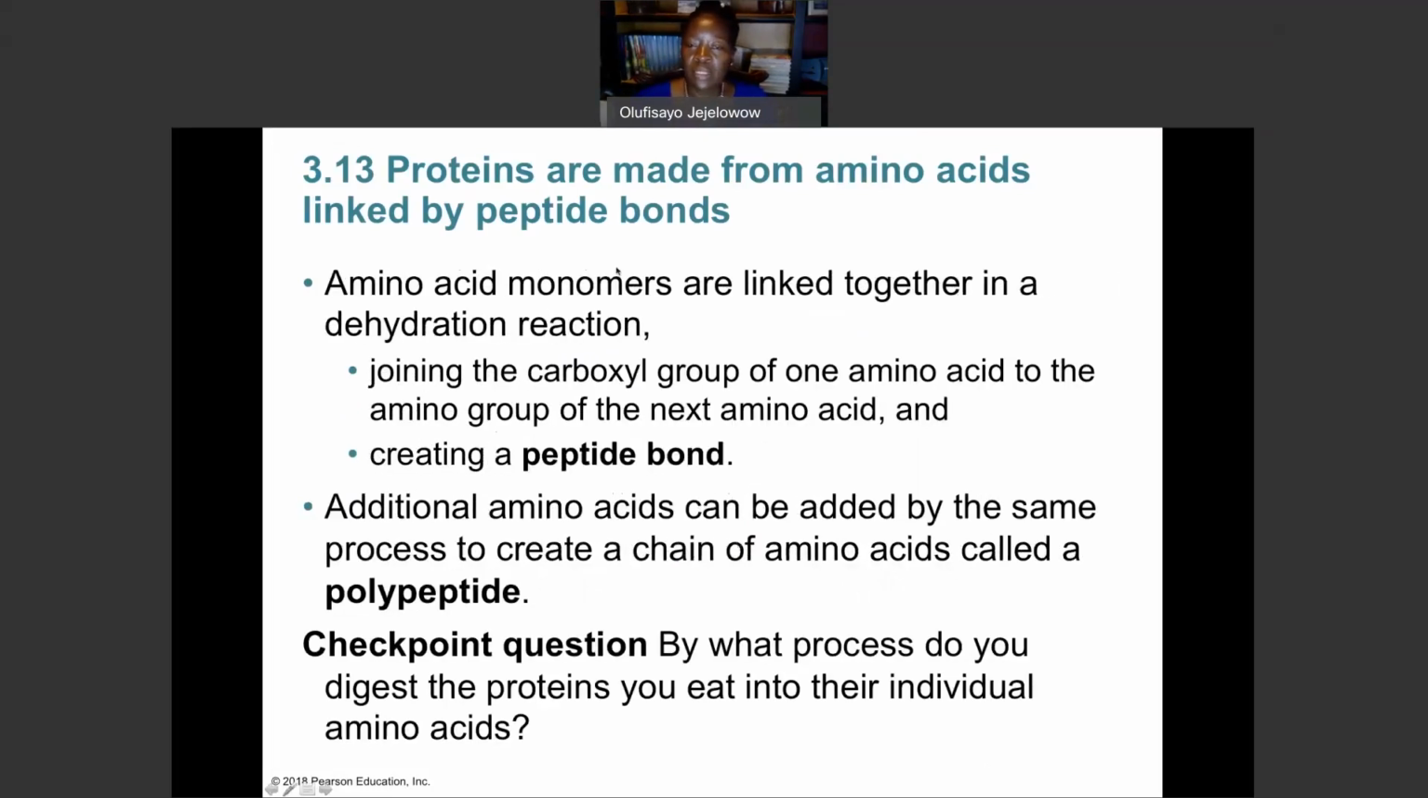So the amino acid monomers are linked together in a dehydration reaction, joining the carboxylic group of one amino acid to the amino group of the next. And the bond that they create is called a peptide bond. And when several amino acids are bonded together, a polypeptide is formed. So remember your checkpoint question: by what process do you digest the proteins you eat into the individual amino acids? If you build them up by dehydration synthesis, what would be the way to digest them?